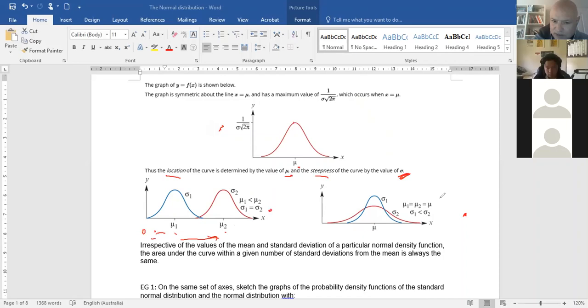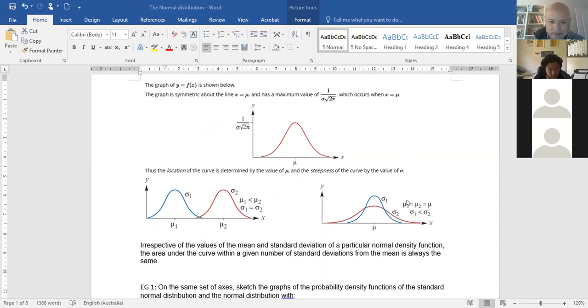The means are equal, but the standard deviation of the first one is less than the standard deviation of number 2. But look what happens. If it's smaller, because it's 1 divided by, it comes higher. Higher up. This is the standard deviation of 1. This one here is a standard deviation of 2, which is bigger. So look, be careful with that one. A lot of students get that one confused.